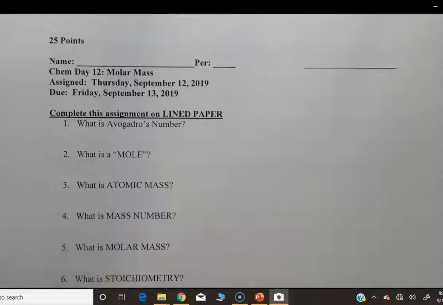Hey, this is AP Chemistry lesson for Thursday evening, September the 12th, due the next day. And this is a lesson on atomic mass and molar mass and what a mole is. It's a very important concept in chemistry.